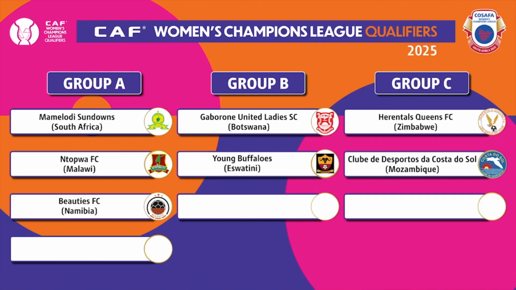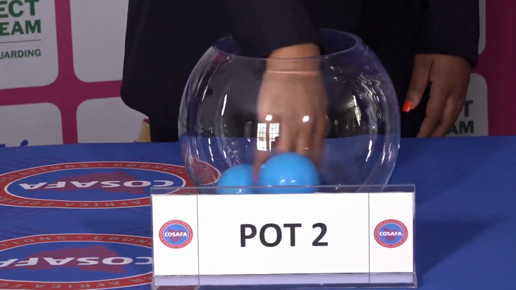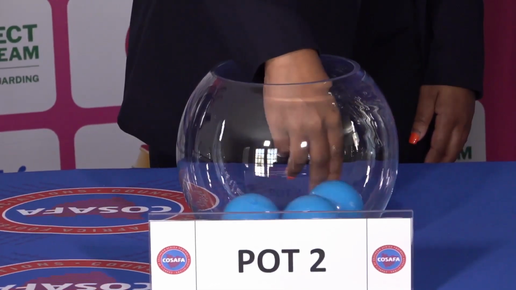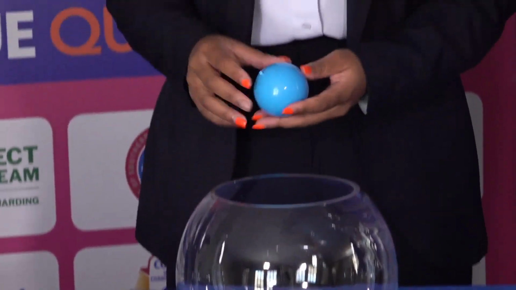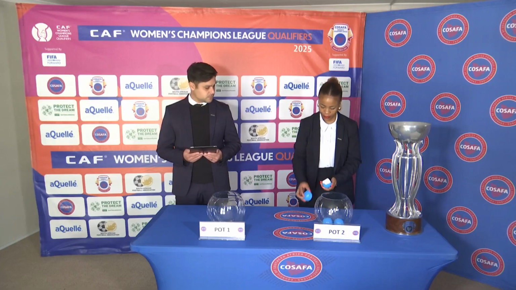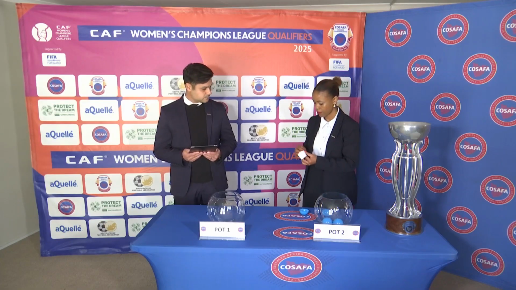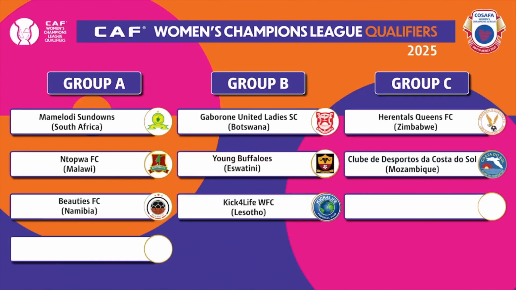We then move over to Group B, position B3. This is to conclude Group B. Kick for Life Women from Lesotho. Kick for Life will also make their debut in this year's Women's Champions League CAF Qualifier. We look forward to welcoming them. So that concludes Group B, and then we move over to Group C, position C3.